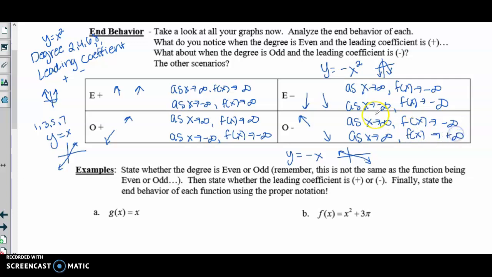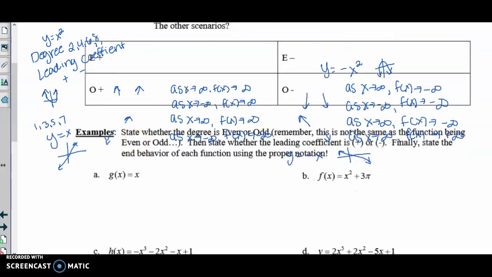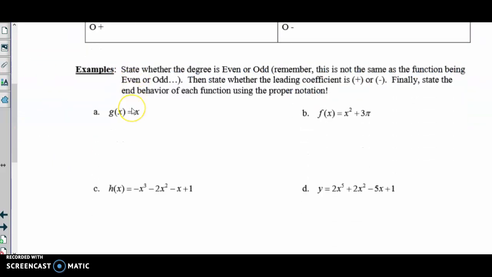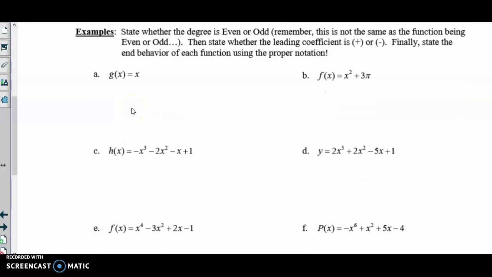Okay, like I said, I don't memorize this chart. I look at the degree and the leading coefficient, and then I make the decision from there. So here's what I would do as you're working on this. Let's just do one or two of these together. We're going to state whether the degree is even or odd, and whether the leading coefficient is positive or negative, then we're going to do the end behavior.